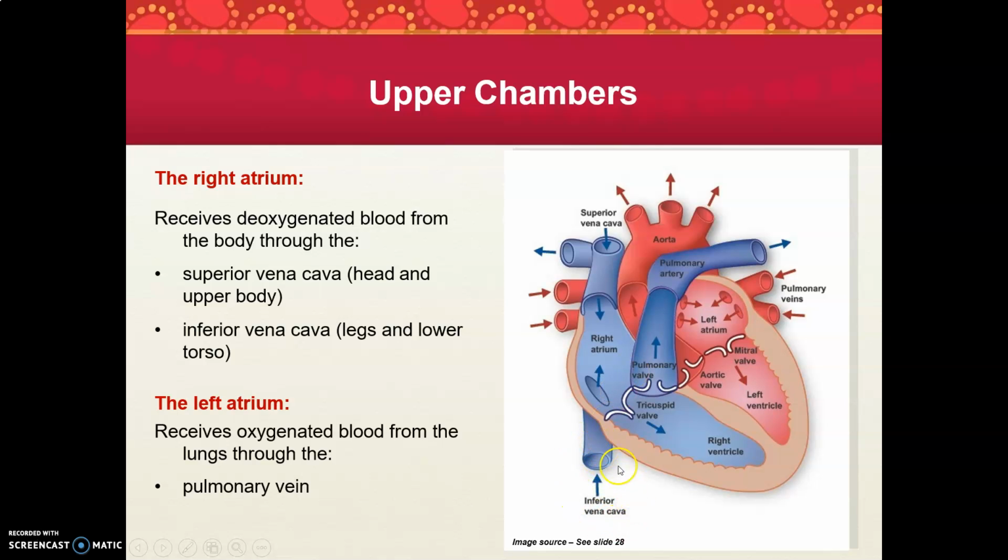Now, the inferior vena cava is coming from the lower parts of the body, that is your lower torso. Torso is the main part of your body from which the appendages like your arms and your legs emerge. So from the lower torso and from the legs, the blood is carried through the inferior vena cava, while from the upper parts of the body, the blood is carried through the superior vena cava into the right atrium. From the right atrium, the blood moves on into the right ventricle.